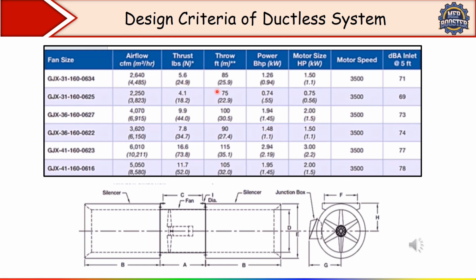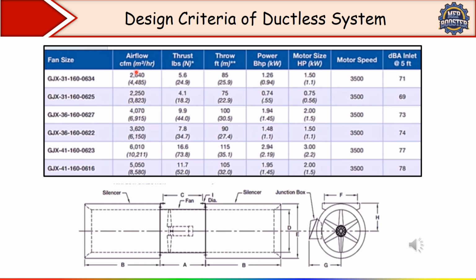Suppose you have calculated how much amount of air we have to exhaust from the basement. How can we get that air? We have a formula: exhaust air CFM is equal to the volume of space in meter cube into ACH divided by 1.7. Okay, with the help of this formula you will get the exhaust air CFM.